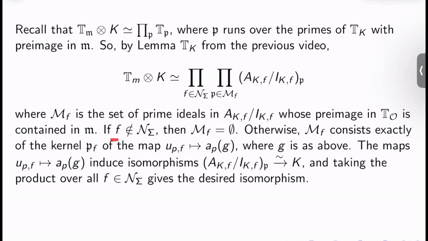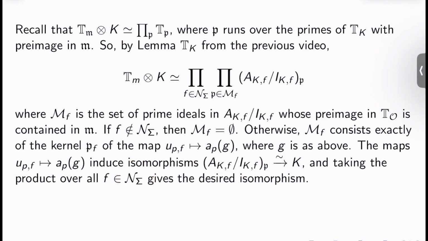If f isn't in cal N sub sigma, by the way, then cal M sub f is empty. Otherwise, what does it consist of? It consists of the kernel frac p sub f of the map UPF that maps to A sub p of g, where g is as above, and these UPFs were defined, I believe, last video. The maps UPF to APG induce isomorphisms between A sub Kf mod I sub Kf localized at frac p with K, and taking the product over all f in cal N sub sigma gives the desired isomorphism.